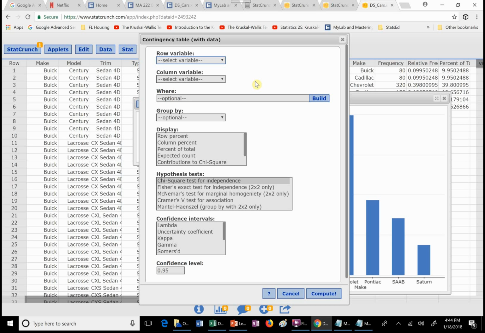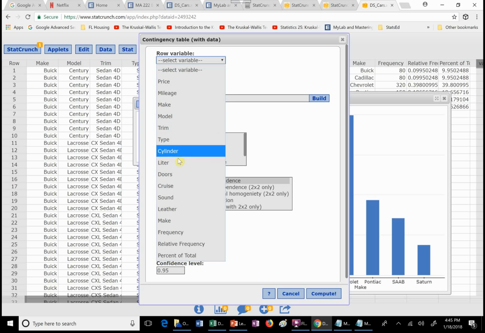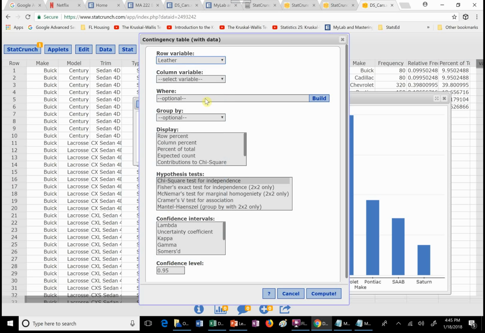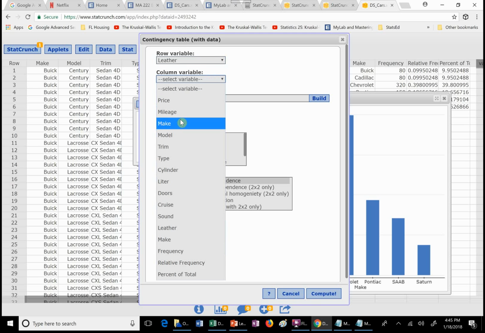But if you think about it, we have a lot of makes, okay? So if you make the row variable makes, you're going to have a table that goes like this, that's long. I like a table that's wider. For me personally, it's easier to read. So I'm going to choose my row variable to be leather. And the column variable to be make.